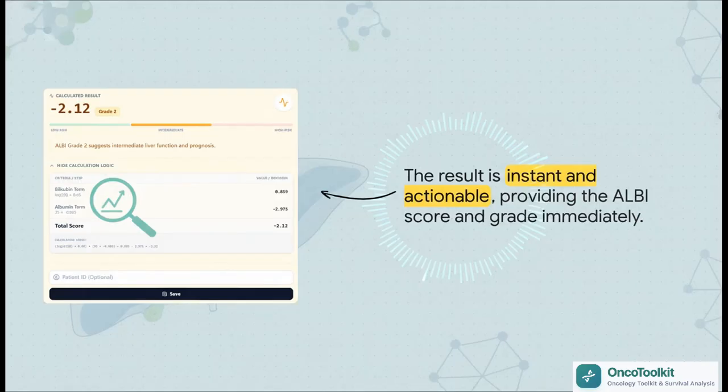The second you hit calculate, boom, the result is there. So in this example, the tool instantly gives you a score of -2.12, which it correctly identifies as an ALBI Grade 2, clearly flagging intermediate liver function. It's instant, it's evidence-based, and it's something you can act on right away.